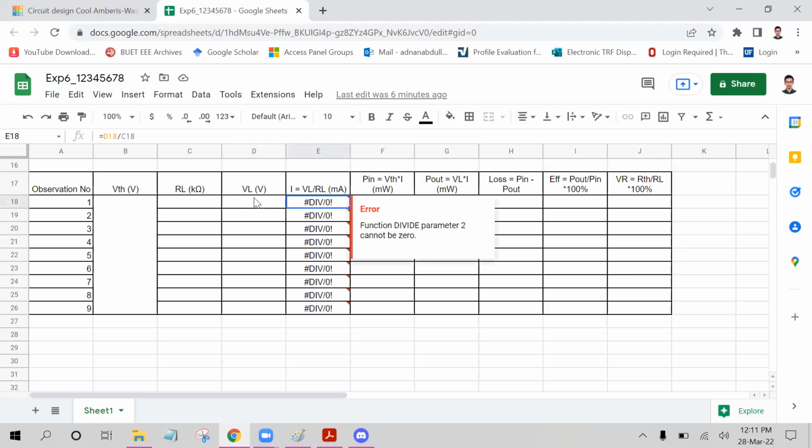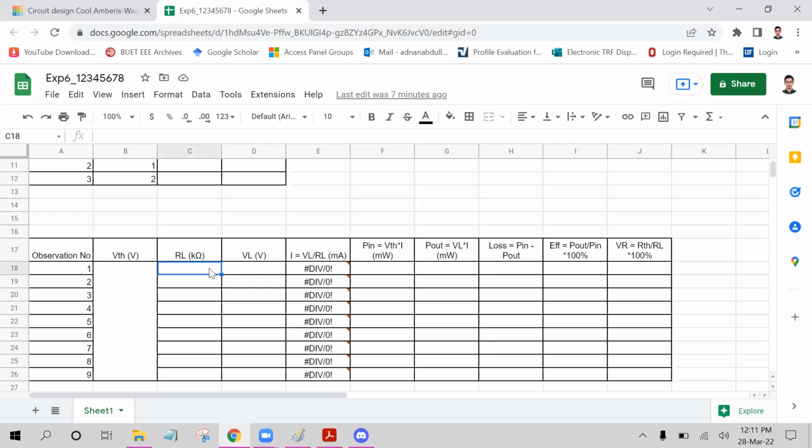Apart from this one, all the other columns will be calculated using some formula. The formulas are already written in your Excel sheet. So what we are going to do is vary the load resistor, and for each RL value, we are going to measure the load voltage and then calculate the other quantities using formula. Is it clear? Yes, sir.